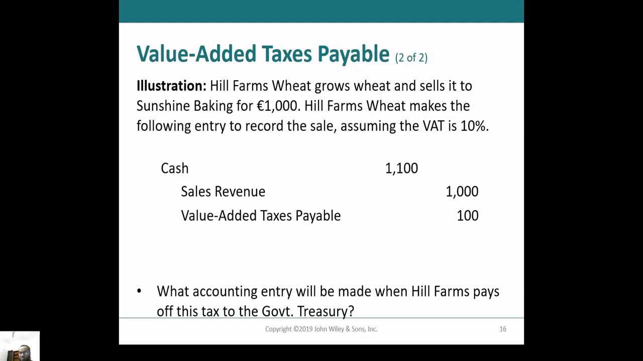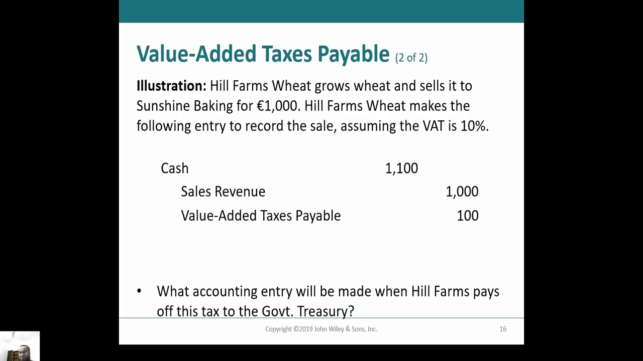Because we have collected this from the customer, but eventually we have to pay it. It's not my money, that's why it's not my revenue. So we have to pay it to the government treasury. So at the end of the month, usually every month, or sometimes in some regulatory environments, maybe every week or every quarter, or maybe towards the end of the year, we pay this to the government treasury.